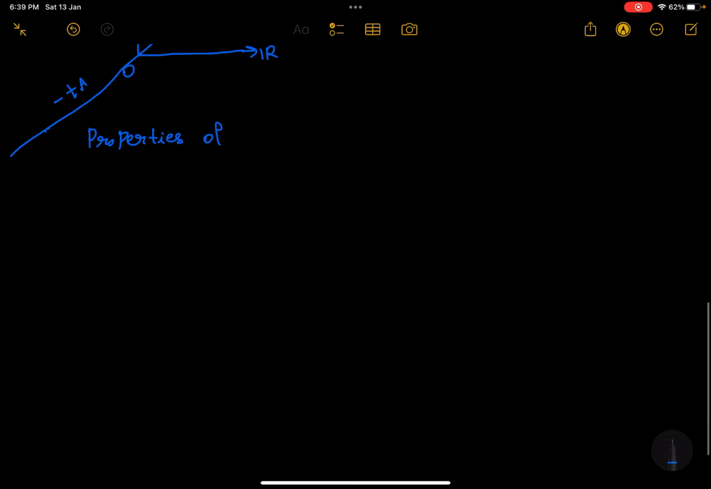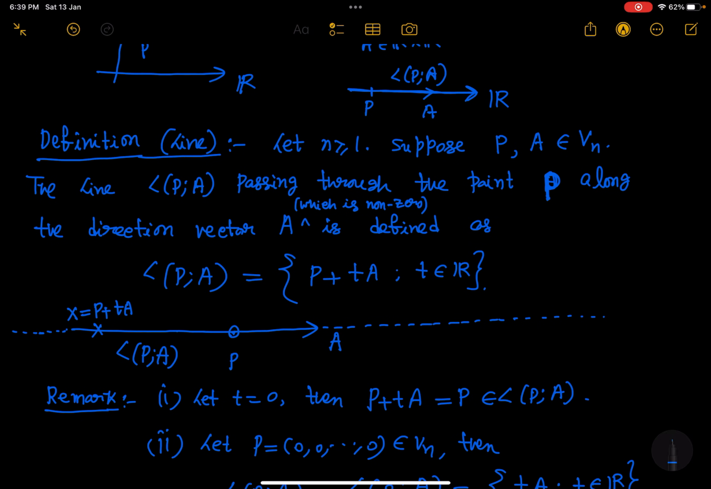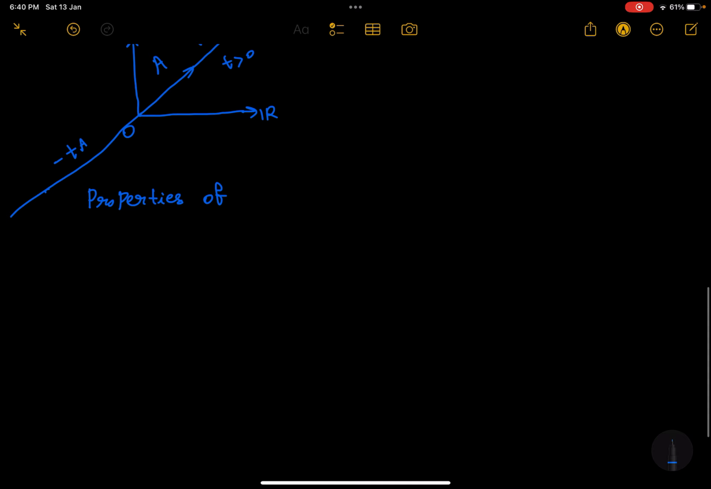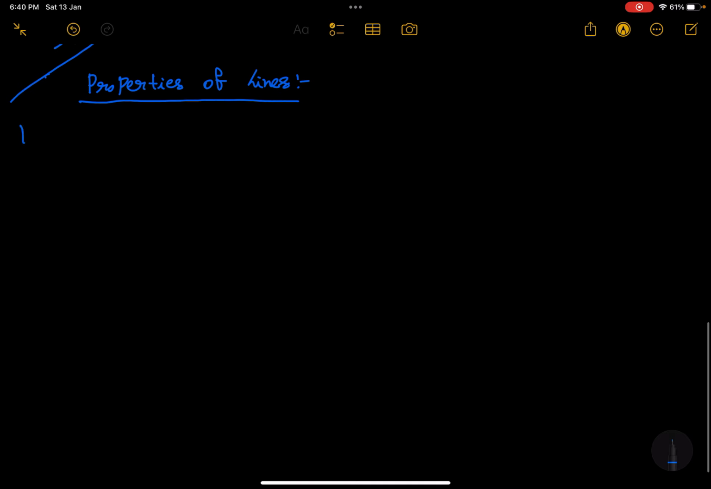We say that this is a line or a straight line; to avoid confusion, we just write line or straight line, both mean the same thing. So, properties of lines. Property 1.